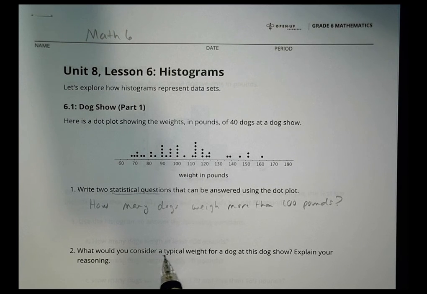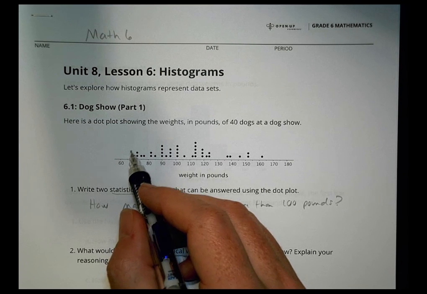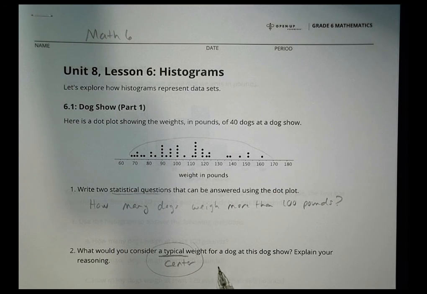So what would you consider a typical weight for a dog at this show? Typical weight means that it's going to be about in the center, right? Now the challenging part of this is that what do we see? We see a pretty big spread. So we have a pretty large spread here, which means that whatever we pick for our center isn't going to exactly work for every single dog, is it?